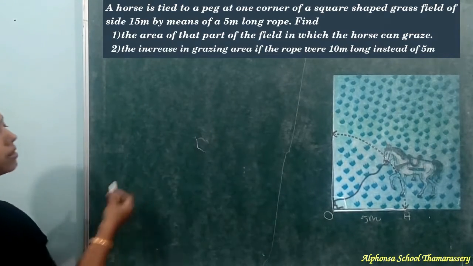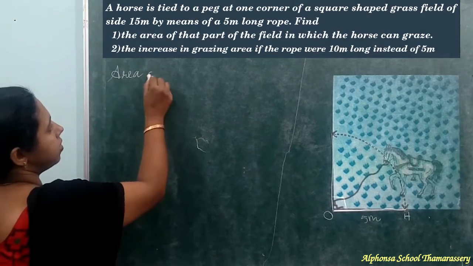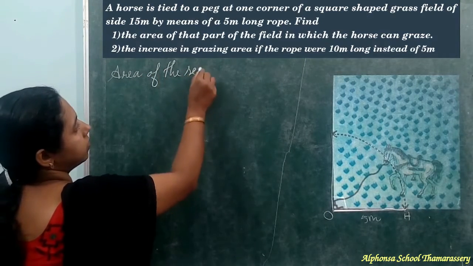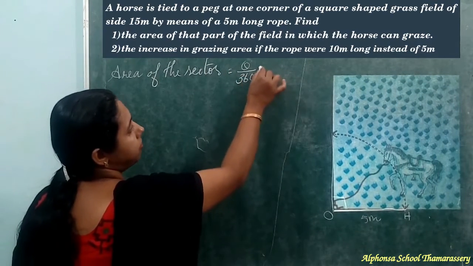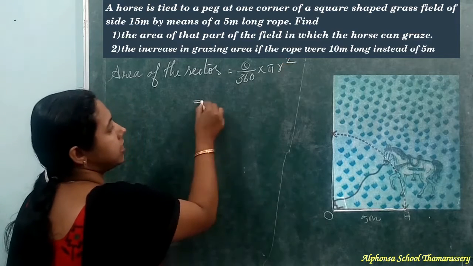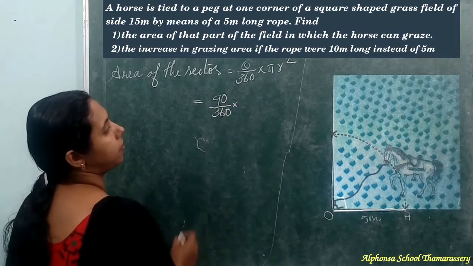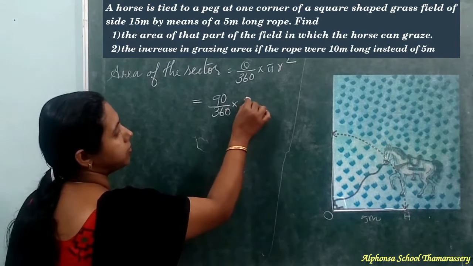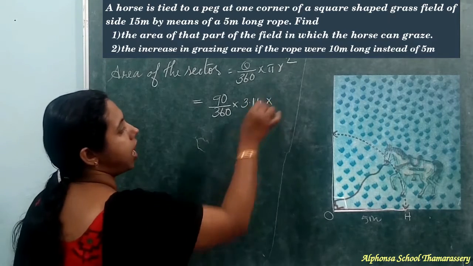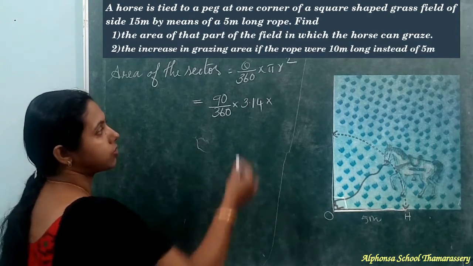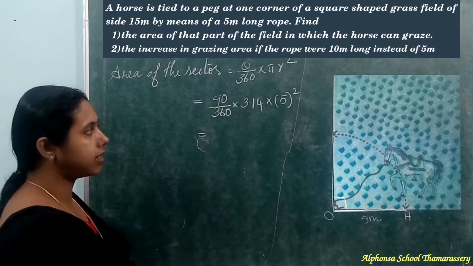So the area of the field grazed by the horse is equal to the area of a sector, that is equal to theta by 360 into pi r square. Theta is equal to 90 degrees. So 90 by 360 into pi r square. For pi you can substitute 3.14 or 22 by 7, either one you can use. Radius is equal to 5, so 5 square. Now 90 by 360 is equal to 1 by 4.